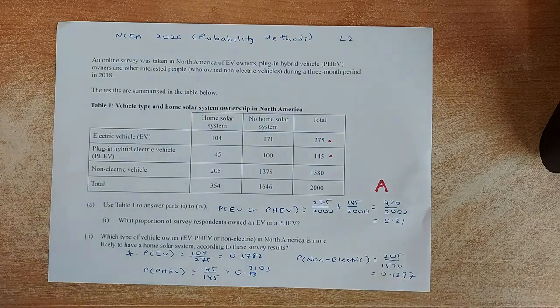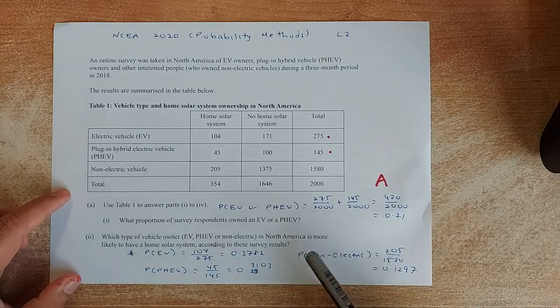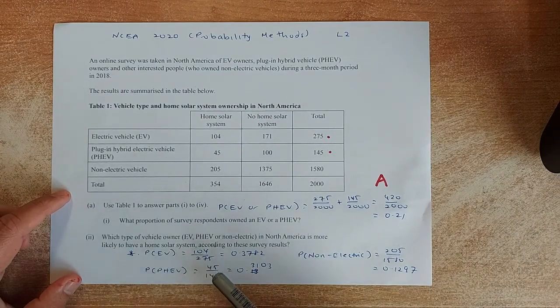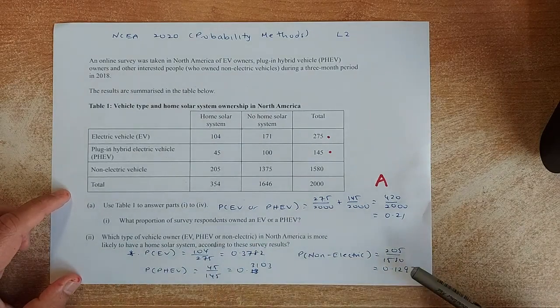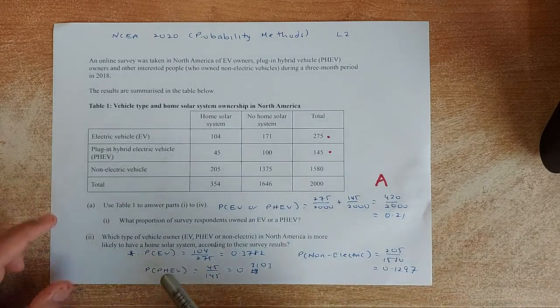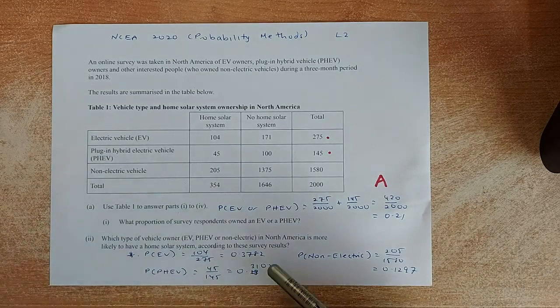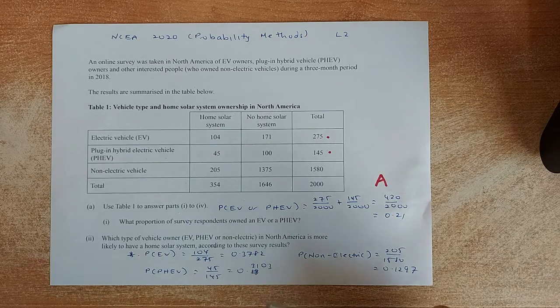And again, you have to answer the question, which of them is more likely to have a solar system. So you have to look at the highest probability, and the answer is the people with the electric vehicle have a higher chance of a solar system than the other two categories. So technically, we have done the probability using the table.